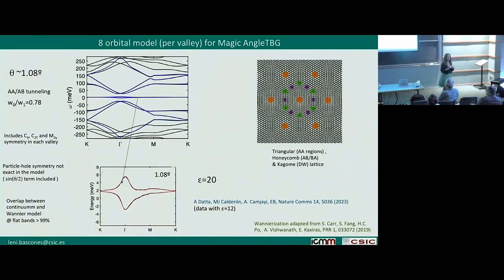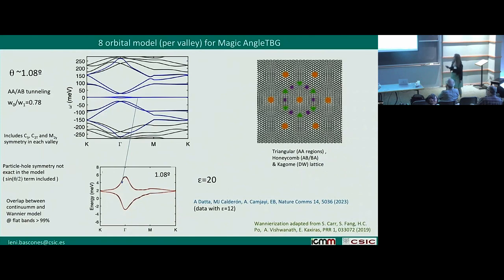Okay, so what we are going to study: we are using an 8-orbital model per valley. So we have in total 16 orbitals for magic angle graphene. What we are doing is adapting the model that was proposed by Carr, Kaxiras, Vishwanath, and colleagues. In this model, in each of the valleys, the orbitals are placed at the three lattices that can be defined on the twisted graphene bilayer. So there is a triangular lattice, a honeycomb, and a Kagome lattice. And this is the flat bands that we are considering.